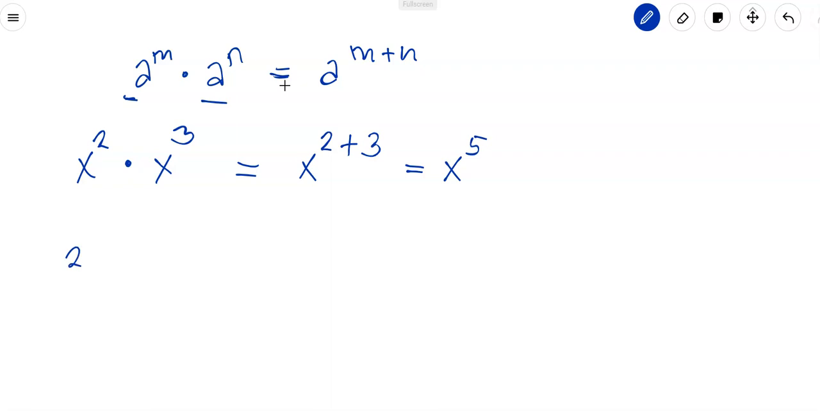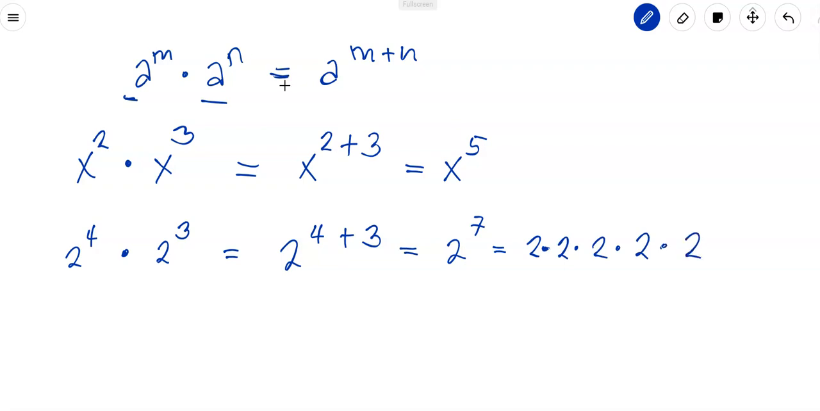Another example, 2 to the power of 4 times 2 to the power of 3, or 2 cubed. We will get 4 plus 3, equal to 2 to the power of 7. If we want to simplify it further, we can write this as 2 times 2 times 2 times 2 times 2 times 2 times 2. 1, 2, 3, 4, 5, 6, and 7. And then we can simplify it further. Another example, 7 to the power of 4 times 7 squared. We will get 4 plus 2, equals 7 to the power of 6.